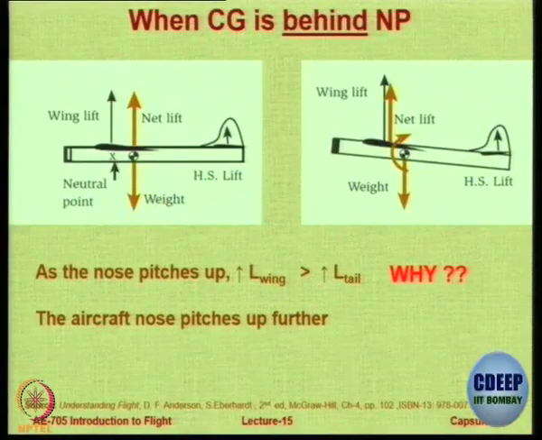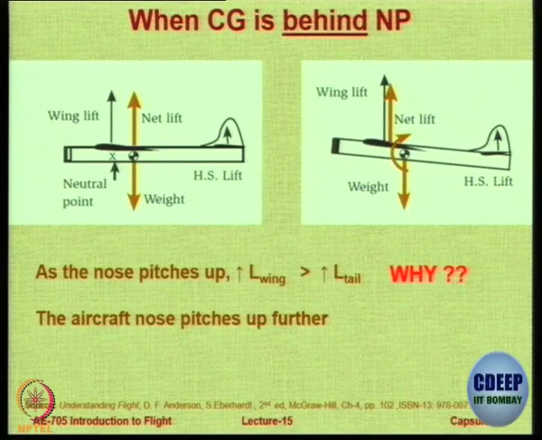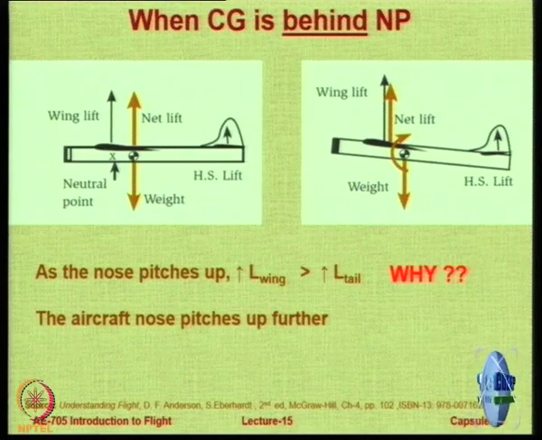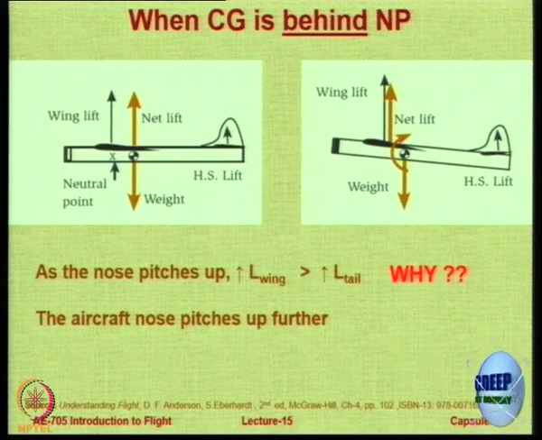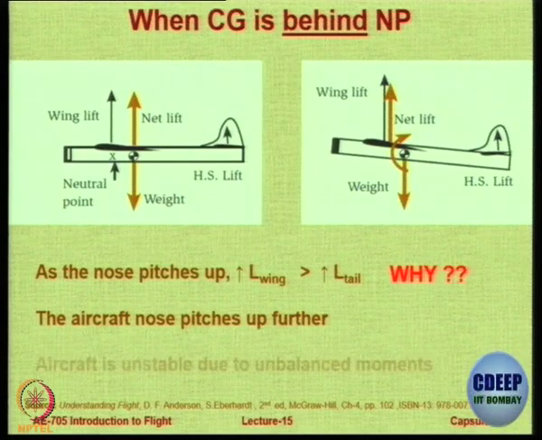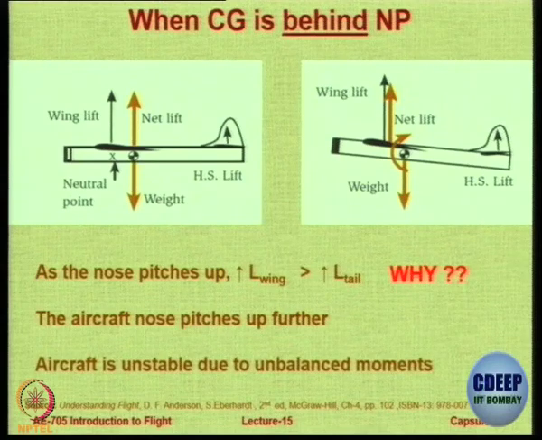Fine. So, when you have larger lift from the wing, then the nose will pitch up further. So, now you will not have a restoring moment, you will actually have an imbalance moment. The nose of the aircraft has gone up, it will tend to go up and tend to go up and tend to go up. So, therefore, the aircraft is unstable. So, it is very straightforward.